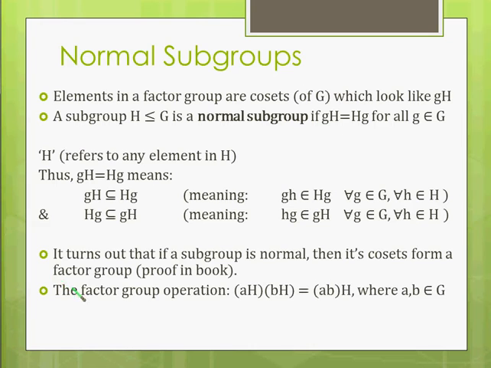By the way, the operation here is kind of interesting. These are two of our cosets, two of our elements in the factor group. aH is an element, bH is an element, and aH times bH equals abH. The way we compute these is we just do the operation in G. So aHbH is abH, where ab means a star b, and star is the operation in G.